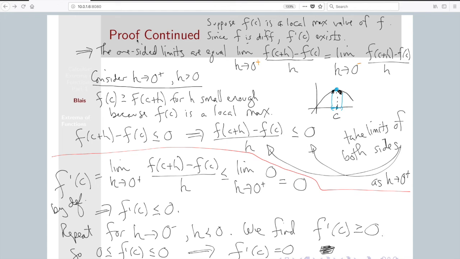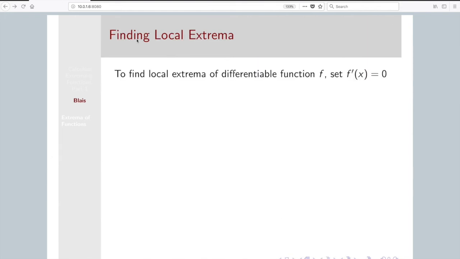So coming back to the picture here, remember, our tangent line had to be horizontal. So that proves this theorem, and this is a really key and important theorem. And now let's think about how we use it, and we use it in the following way. We use it to find local extrema of a differentiable function f. So the procedure to find local extrema when your function is differentiable: set the derivative of the function equal to 0 and find all the x that satisfy that.